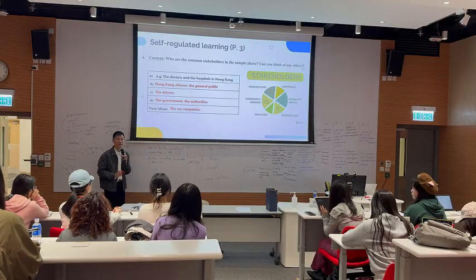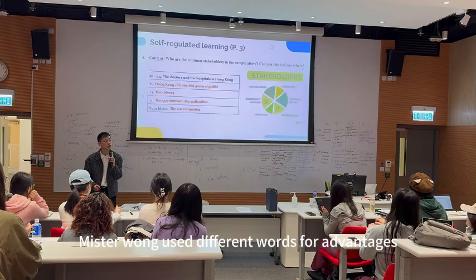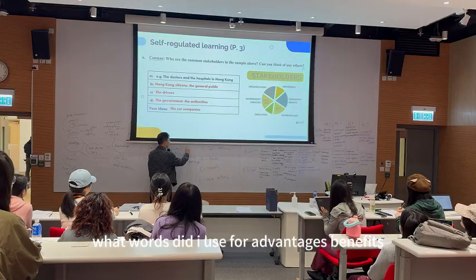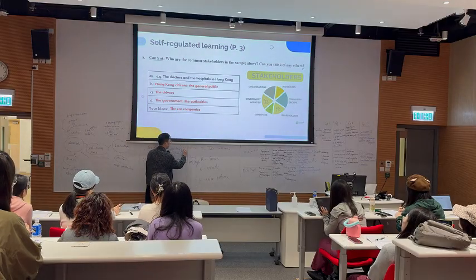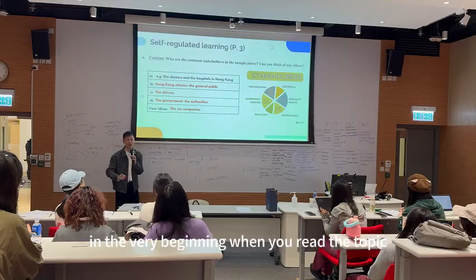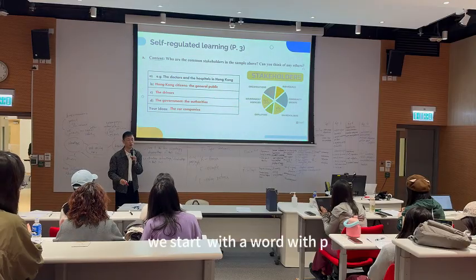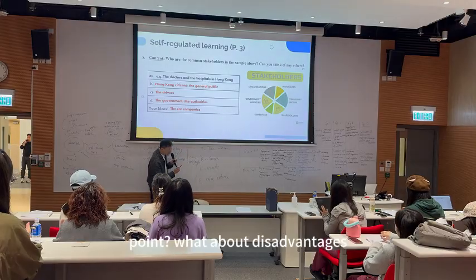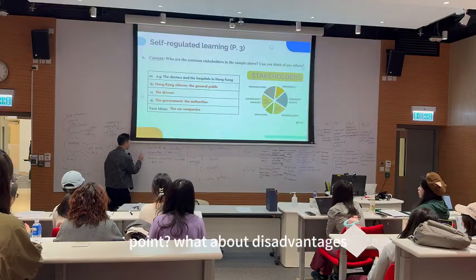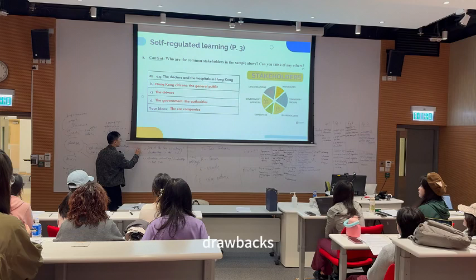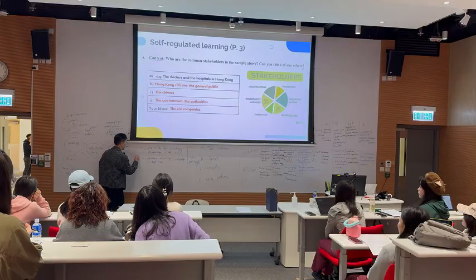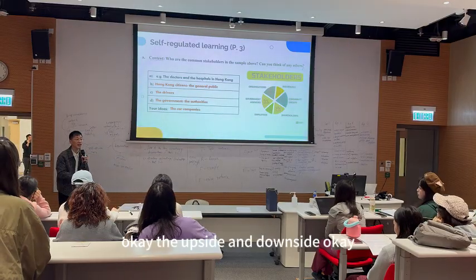or disadvantages. Do you discover that Mr. Wong used different words for advantages and disadvantages? What words did I use for advantages? Benefits. What else can I use? In the very beginning, when you read the topic, we start with a word with P. Point? Pros. Yes, pros. What about disadvantages? Drawbacks. Cons. Right? Or sometimes you can use pitfalls. Okay? The upside and downside. Okay?